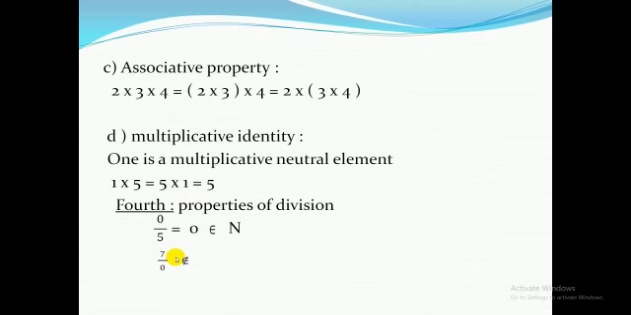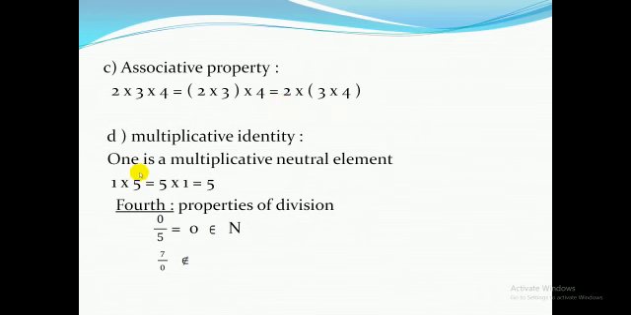Number C, associative property. Associative property means I change the place of brackets without changing the result. Like if I say 2 times 3 times 4 equals, I will put brackets between 2 and 3. 2 times 3 equals what? 6. 6 times 4, 24. Here, I will change the place of brackets. I will put them around 3 and 4. 3 times 4 equals 12. 12 times 2 equals 24. So the answer doesn't change between the left side and the right side.